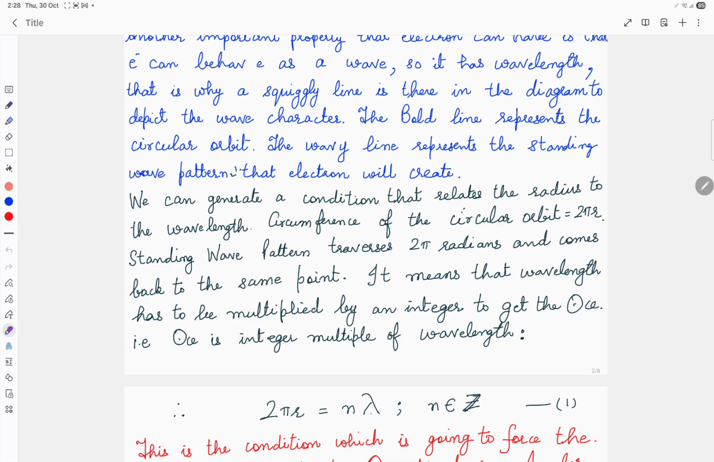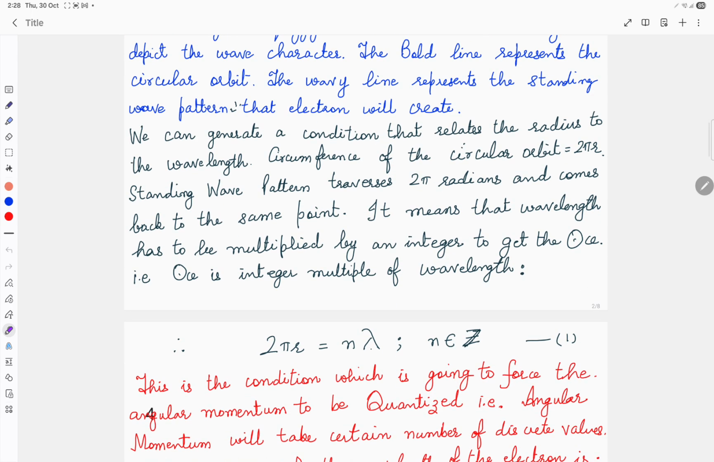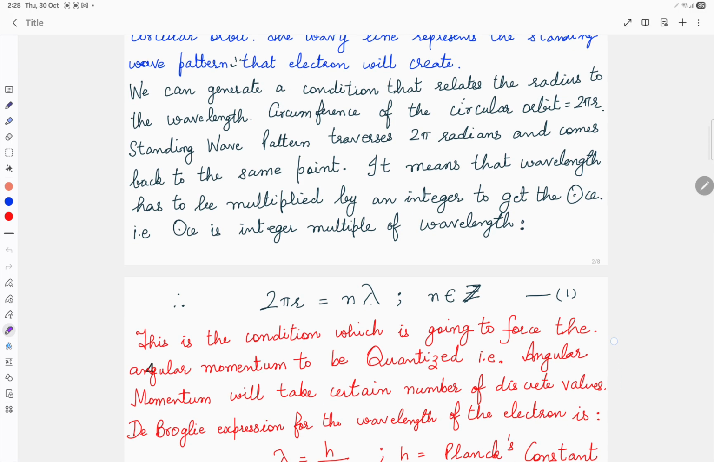Because of the wave nature, there will be a wavelength. Since the electron is completing the orbit in a wavy kind of path, this circumference will be equal to n times the wavelength, where n is an integer.